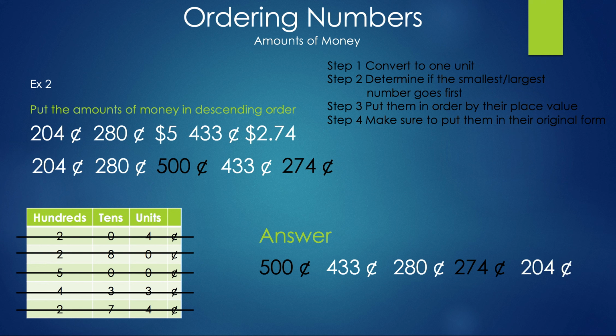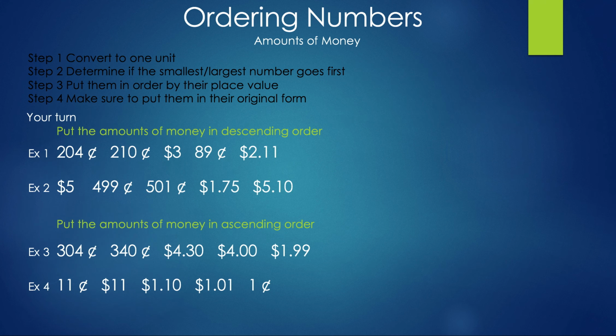Now remember step 4. Make sure that you put them in their original form. And then now your final answer is $5, 433 cents, 280 cents, and $2.74, and finally 204 cents, in order going by descending. Now let's take a look.